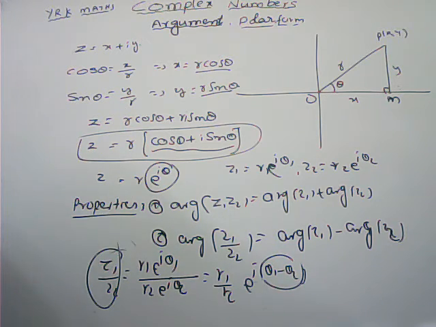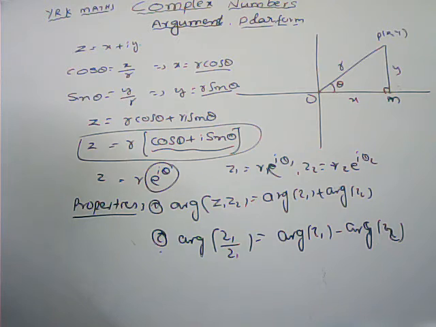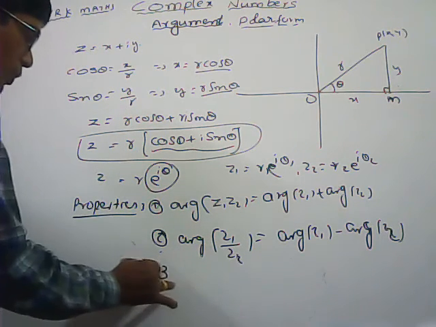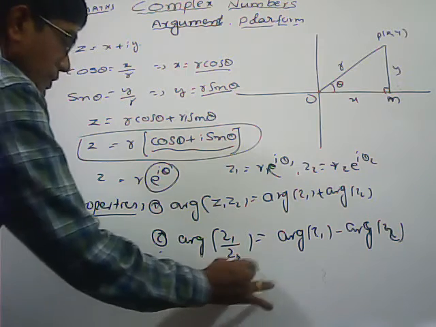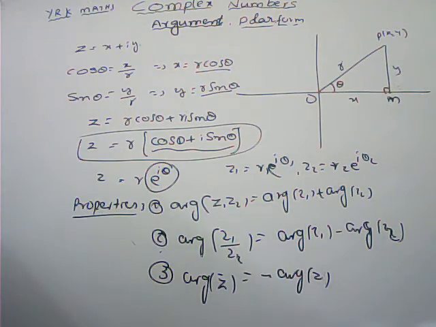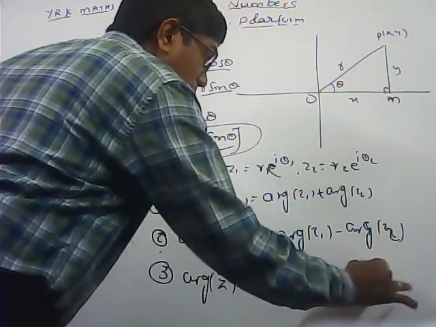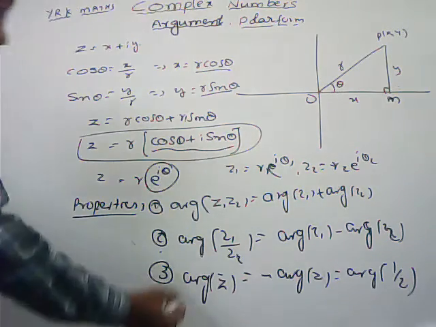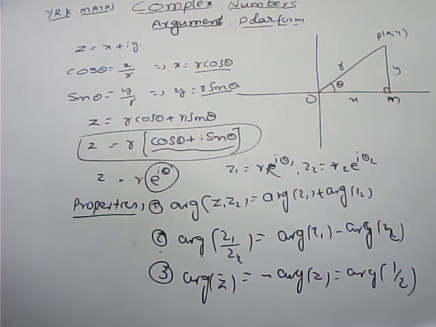Next, third one: argument of Z bar is equal to minus argument of Z. Argument of Z bar is equal to minus argument of Z, or argument of 1 by Z also we can write. Argument of Z bar or argument of 1 by Z, we can write as minus argument of Z.